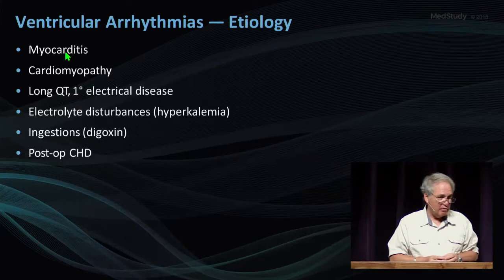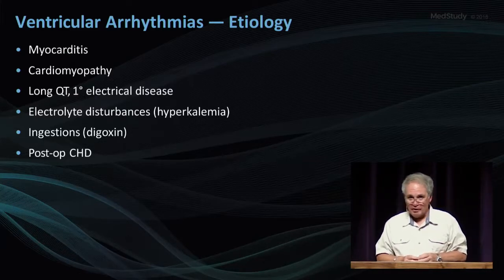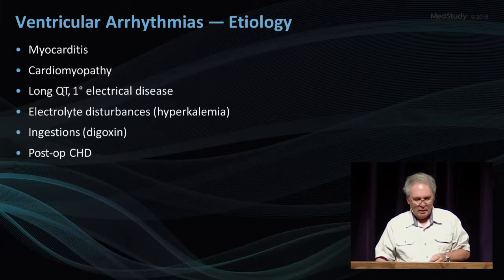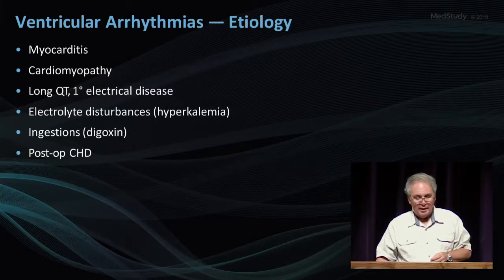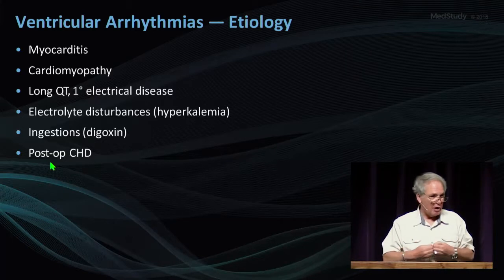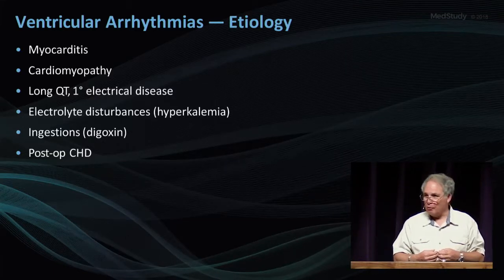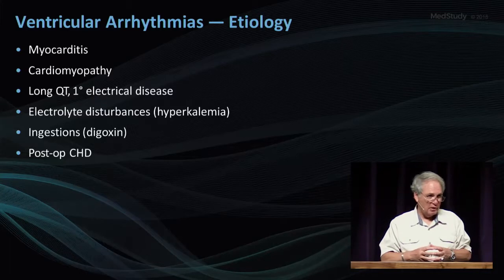Myocarditis. Have I ever seen somebody with an inflamed myocardium present with ventricular arrhythmias? Oh, yeah. Abnormal heart muscle, cardiomyopathies. Have I seen them present with ventricular arrhythmias, ventricular tachycardia? Oh, yeah. How about ion channel diseases like long QT syndrome? We'll talk about that in a little bit. Do they present with ventricular tachycardia? Yeah. Electrolyte disturbances, ingestions, and always be alert for the postoperative patient, like a person who underwent repair of tetralogy of Fallot. They are at risk for ventricular arrhythmias as well.